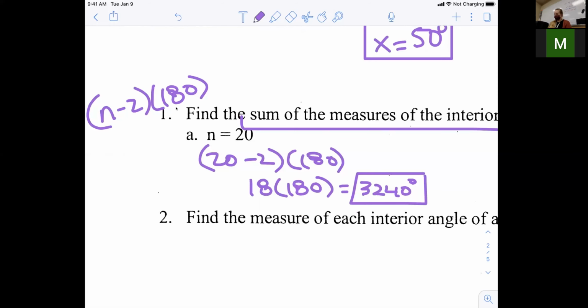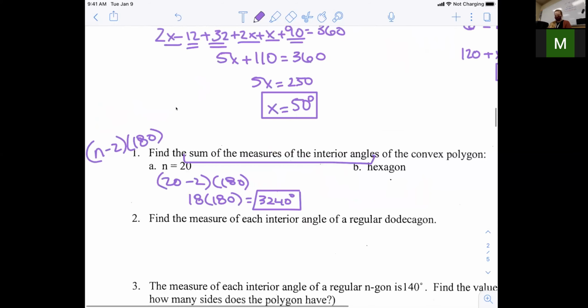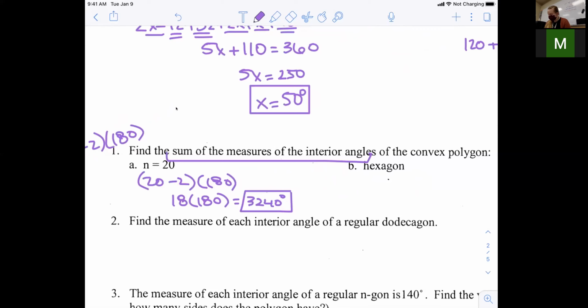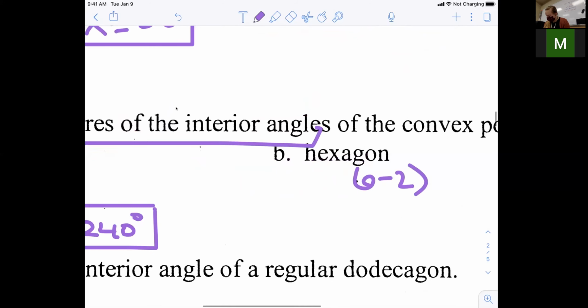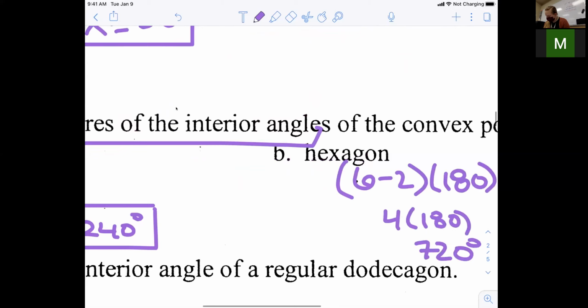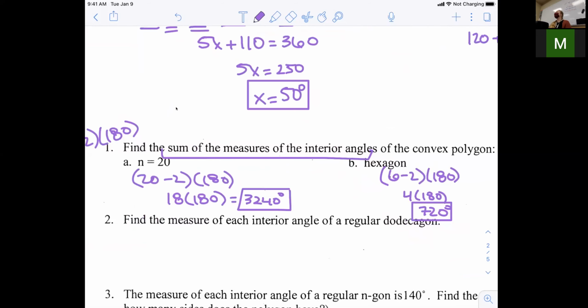All right. What about B? It's the same formula, but what's my n going to be? 6. Very good. So now I'm going to do 6 minus 2 times 180. So 4 times 180, 720. We just did that a minute ago. I don't expect you to have these memorized. You might find yourself just knowing what some of them are. You might find yourself knowing that 5 sides is 540 and 6 sides is 720, but you don't have to. That's why we have this formula.